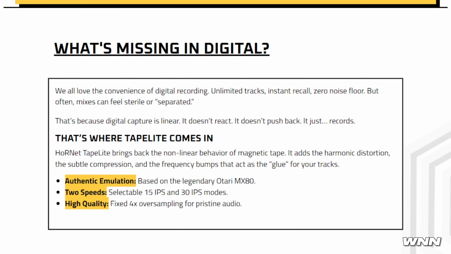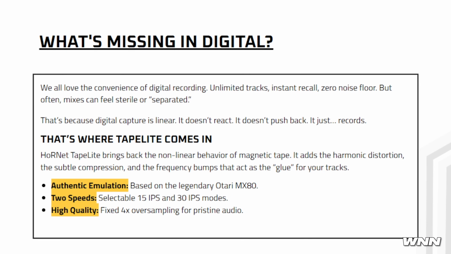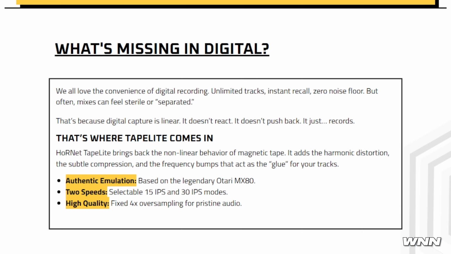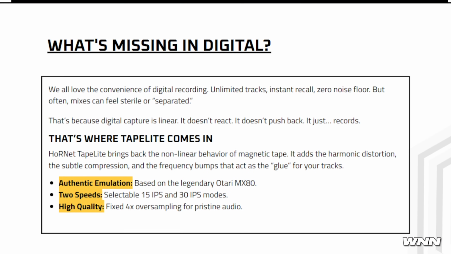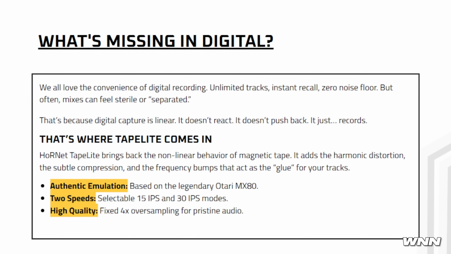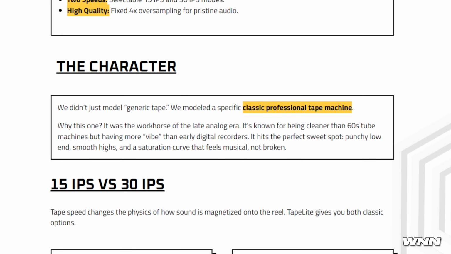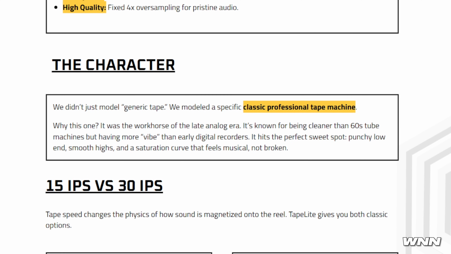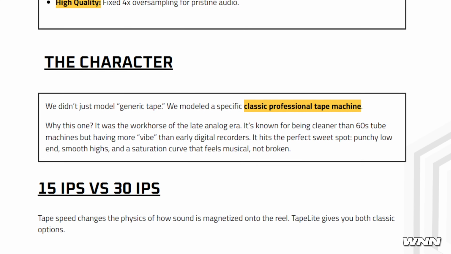Sorry. They state that Hornet Tape Lite brings back the non-linear behavior of magnetic tape. It adds harmonic distortion. Nice. They state the authentic emulation is based on the Otari MX-80. There are 2 speeds, 15 IPS and 30 IPS, and there is fixed 4x oversampling. They specifically emulated this tape machine because it was the workhorse of the late analog era, known for being cleaner than 60s tube machines, but having more vibe than early digital recorders.